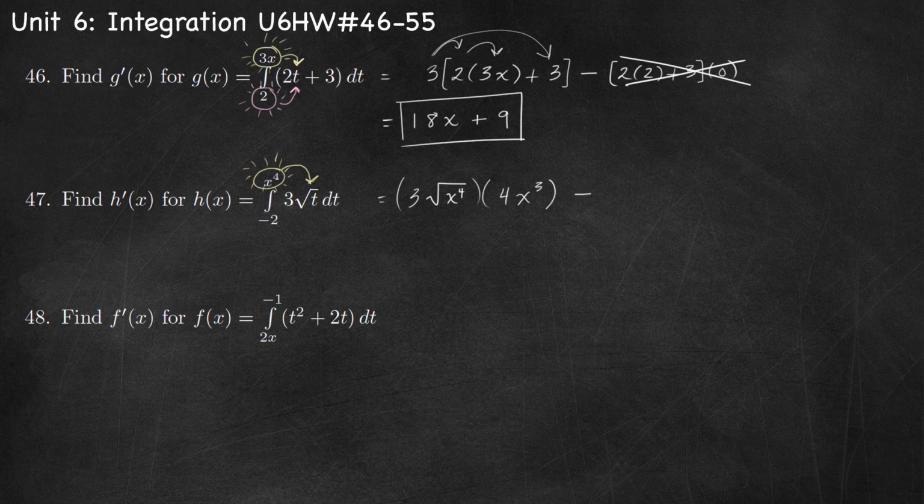minus, and then when I substitute the negative 2 in and then multiply by the derivative of negative 2, that part's just going to be 0. So minus 0. And if we simplify this, we get 3 times 4 is 12x cubed times the square root of x to the power 4, which is x squared. And so we can write our final answer as 12x to the power 5.